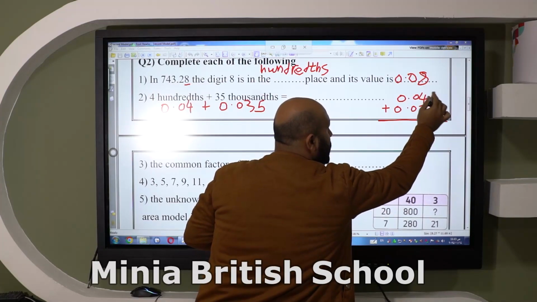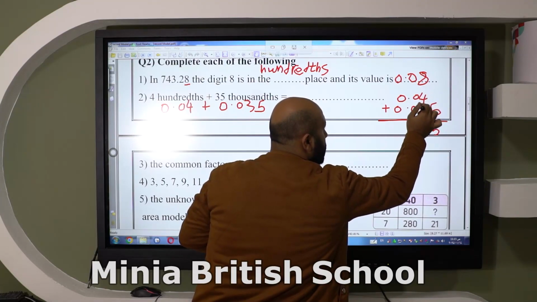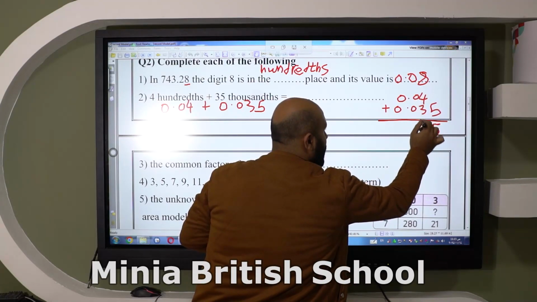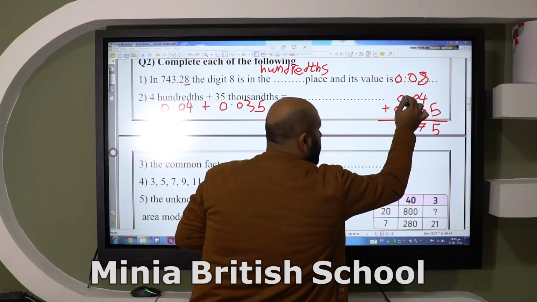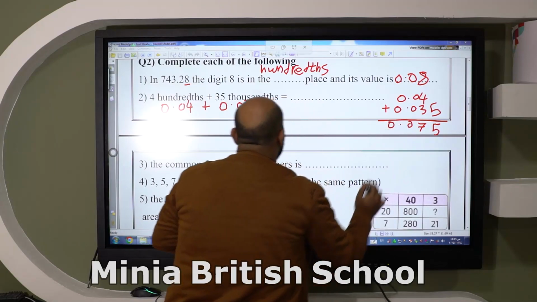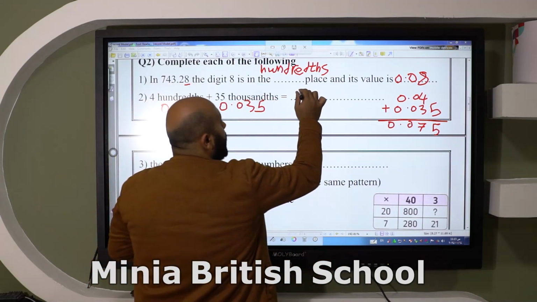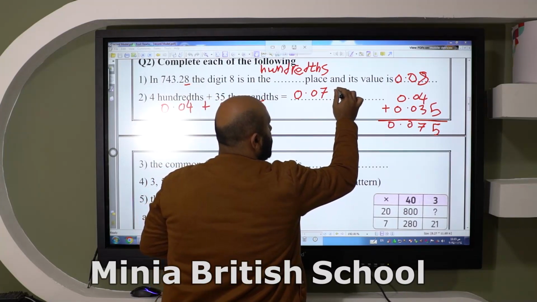5, and I have nothing up there, so it will be 5. 7 plus 4 plus 3 equals 7. 0, I will write it. Don't forget the decimal point. 0 plus 0 equals 0. So the result at the end will be 0.075.